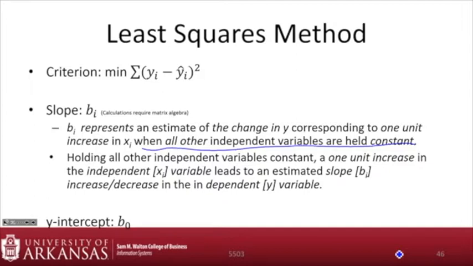Okay? So when we're interpreting this, we interpret the slopes one variable at a time. So holding all the other independent variables constant, a 1 unit increase in our independent variable leads to an estimated slope increase or decrease in our dependent variable. So this part's still the same. The catch is just now we have to hold all the other variables constant to be able to interpret a slope. So you don't want to interpret all the slopes together because then it doesn't work. Y-intercept still stays the same. Sometimes meaningful, sometimes not.